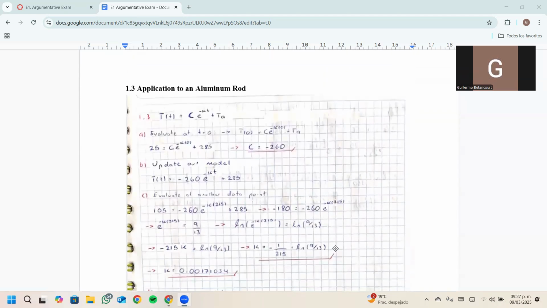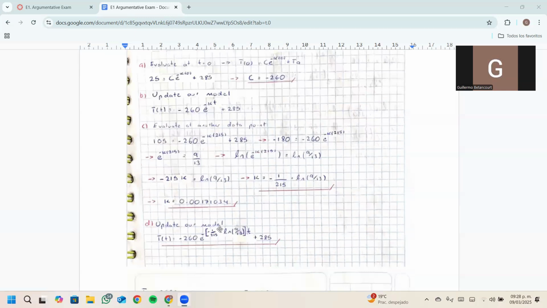For the application to an aluminum rod, we have to evaluate T0 in our mathematical model and substitute the values that were given in the problem. And then we can solve for C, which gives us minus 260. Then we can update our mathematical model and evaluate at another data point to get the k. For this, we need to use the natural logarithm to get rid of the exponential, and then we can solve for k and get the value.